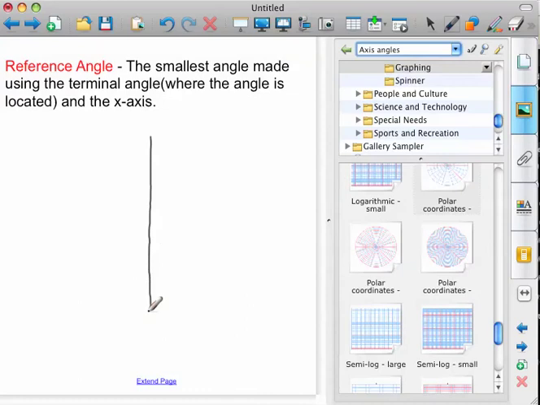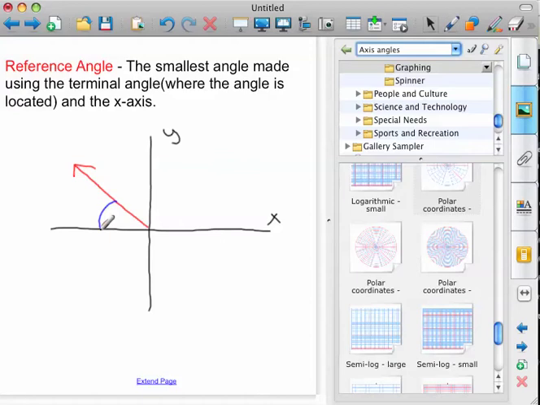If this is your y-axis and this is your x-axis, xy, and our terminal ray was, say, in quadrant 2 over here, okay, our reference angle would be right here. So there's our reference angle.